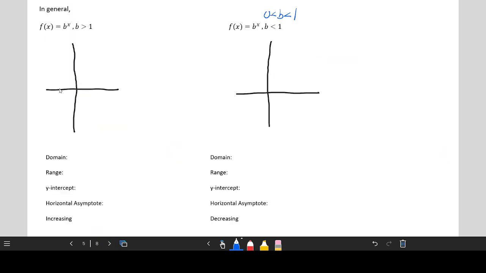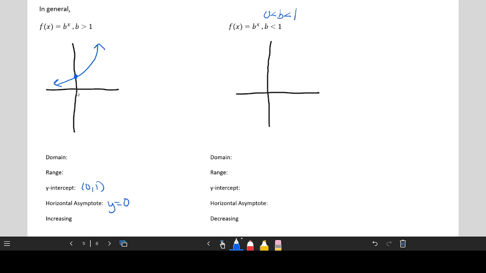And so that's going to be the case for any graph of b to the x where b is greater than 1. You're going to have that y-intercept at (0, 1). You're going to have a horizontal asymptote of y equals 0. It's going to be increasing from left to right.